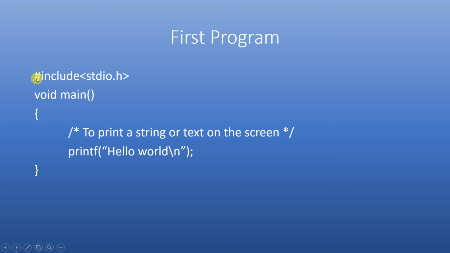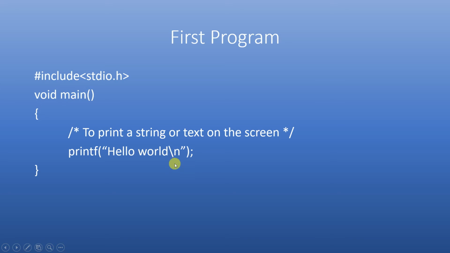So here hash include stdio.h. The next line I have void main. Void main is a function that has a functionality. A function performs a task. Here I am writing the main function to print a string of text, to print a message on the screen. Here the message that I am printing on the screen is hello world. I am not printing \n.